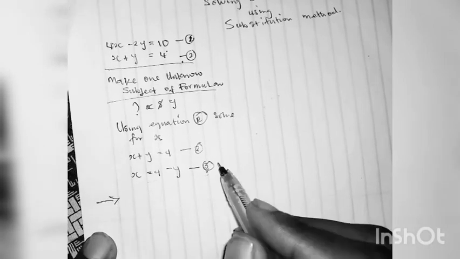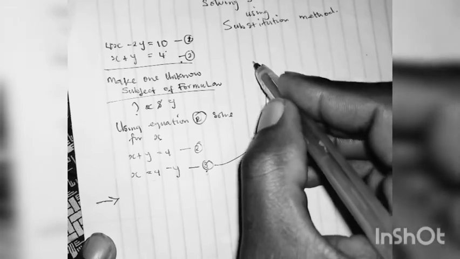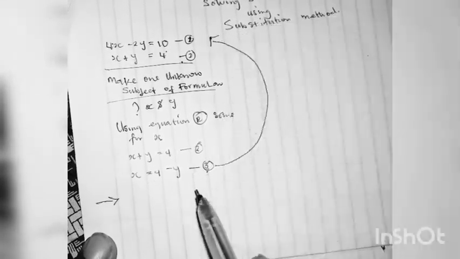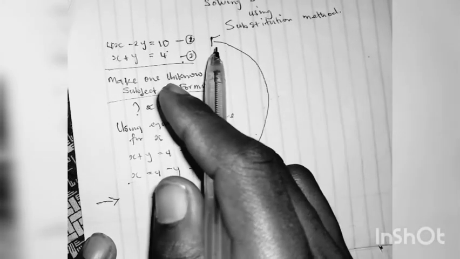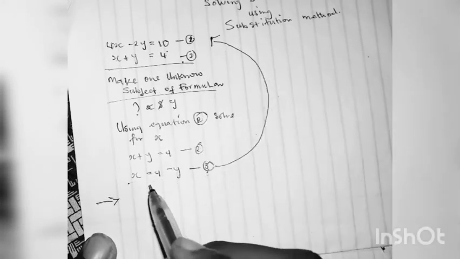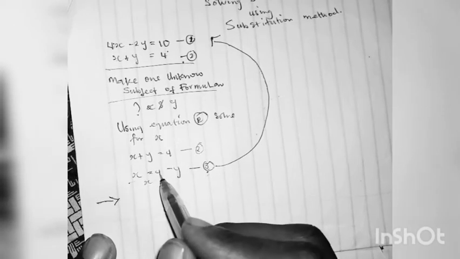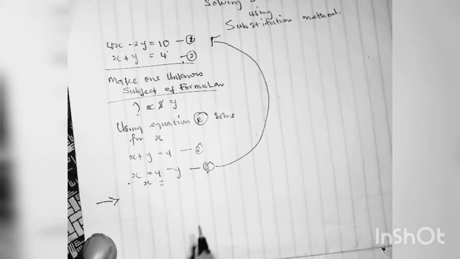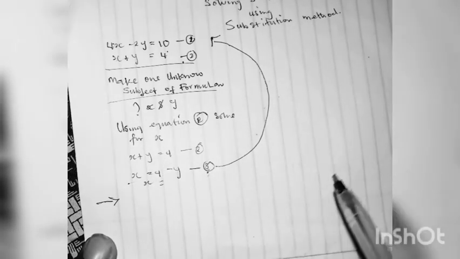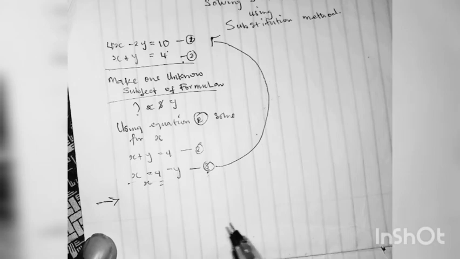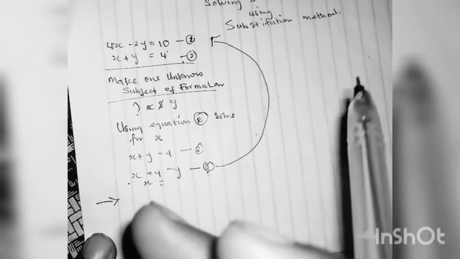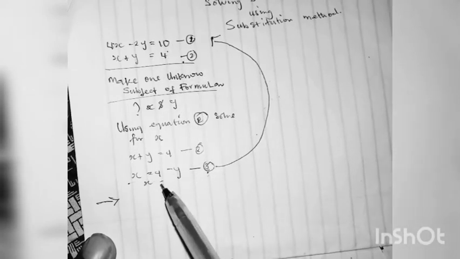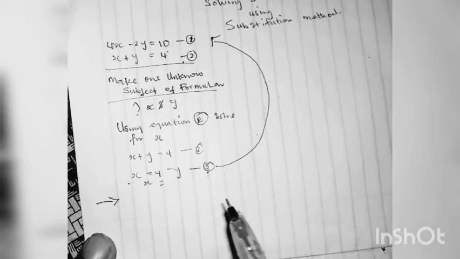Now the next step in the substitution method is that we are going to substitute equation 3 in equation 1, knowing that x is equal to 4 minus y. What I mean by substituting equation 3 in equation 1 is that we are going to substitute x in equation 1. That means anywhere we see x, we are going to write 4 minus y.